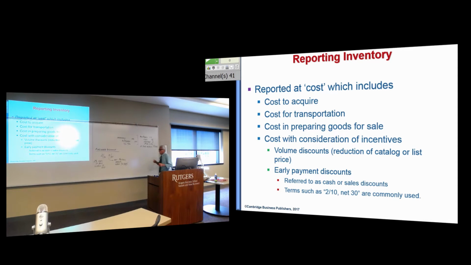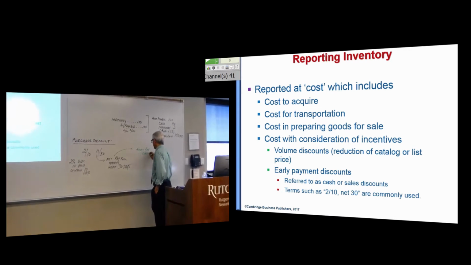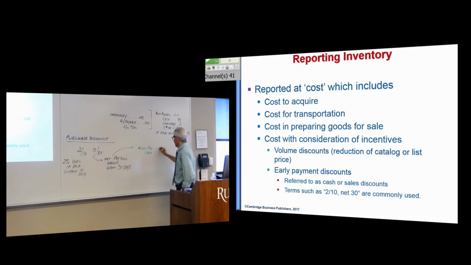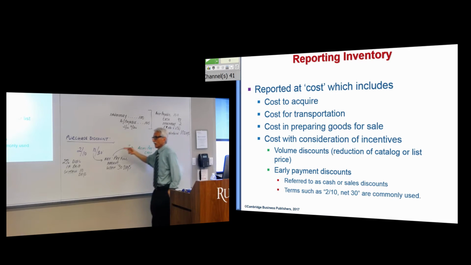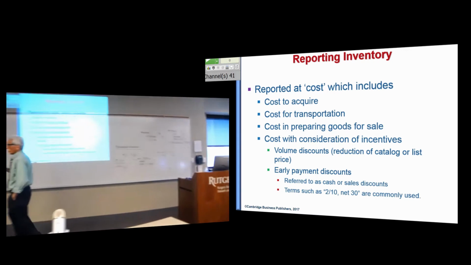What would happen if you paid it past the discount period? How much would you have to pay them? 100. So you just have accounts payable and cash. But you notice that the discount is going to reduce the cost of inventory. The discount would reduce the cost of inventory.